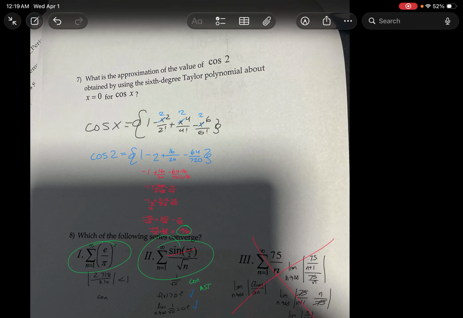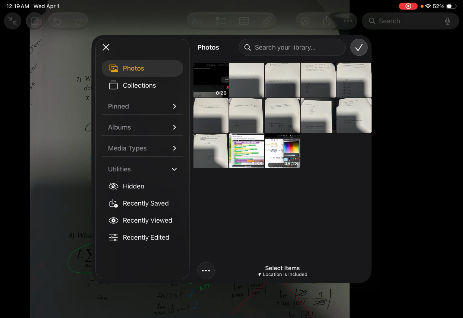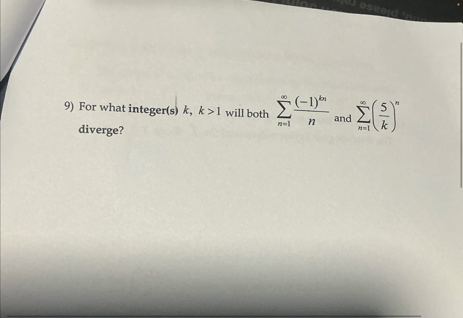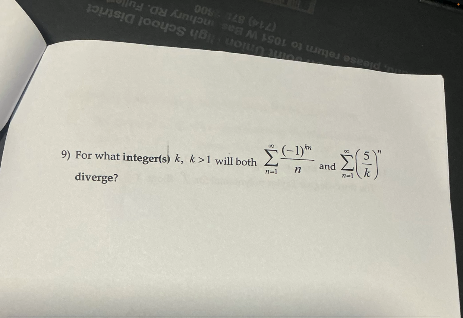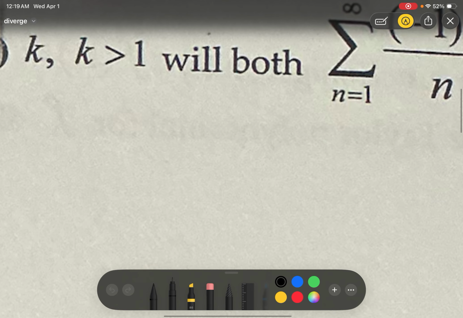We are moving on to questions 9 and 10. Okay, all right, 9 and 10. For what integers k, where k is greater than 1, will both these series diverge? All right, so we already have a hint here. k is greater than 1.